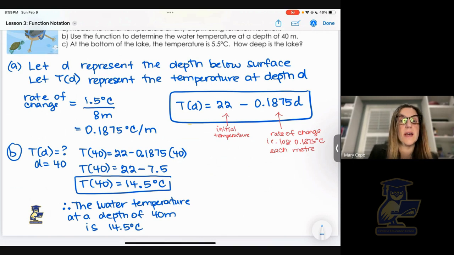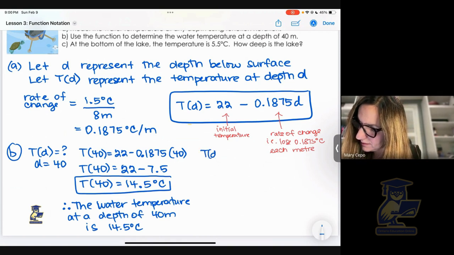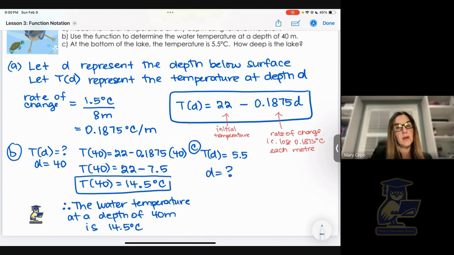Now, this time in C, it says at the bottom of the lake, the temperature is 5.5 degrees Celsius. How deep is the lake? So this time, we're given the output. We need to figure out what is the input. So we are given T at D is equal to 5.5. We need to figure out what is D. Okay, so again, we've highlighted the function. We're going to use that function to figure out what is the input given that the output is 5.5.